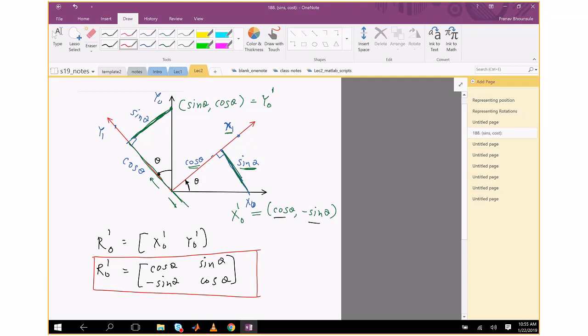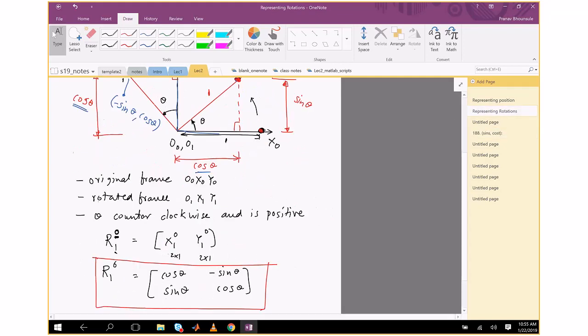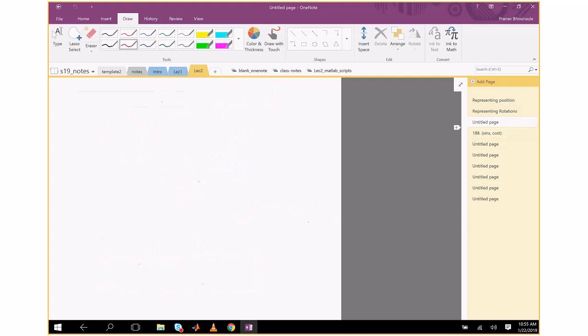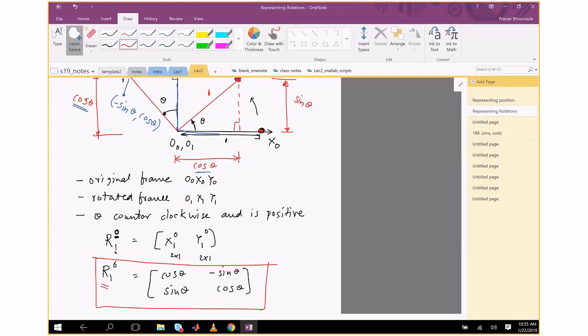Okay, so that's R10. This is R01. So this is R10, which indicates it's R1 with respect to frame 0, and R01. If you look at R10 and R01, let me copy paste this.